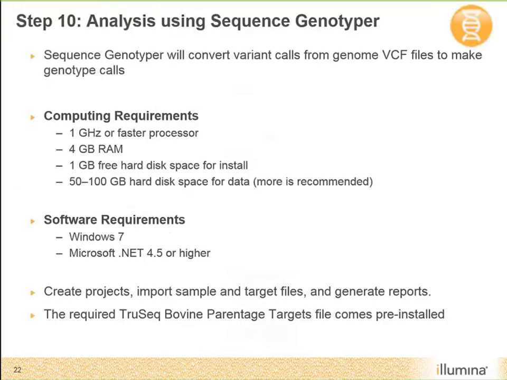Once we have our genome BCF files, we then move on to our new tool, which is our Sequence Genotyper. The Sequence Genotyper will convert variant calls from genome BCF files to make genotyping calls. A couple of things to keep in mind when installing Sequence Genotyper: we want to make sure that we have the appropriate computing requirements and software requirements. One thing also to keep in mind is that the Sequence Genotyper is not supported on virtual machines, so this may be something you want to consider when thinking about where to download and install it.